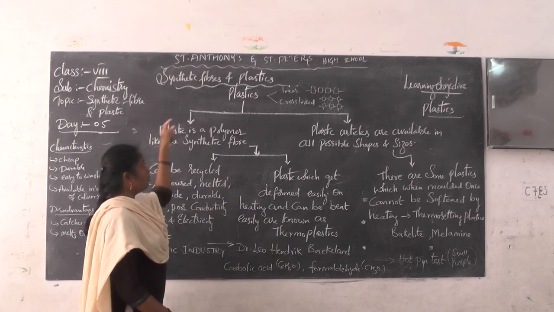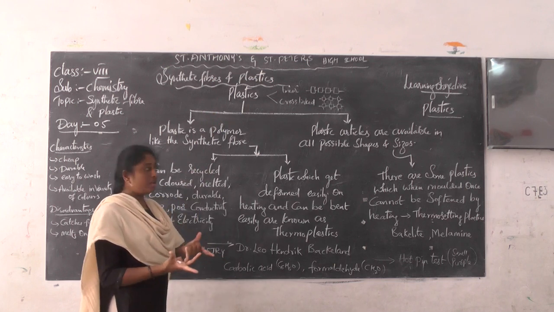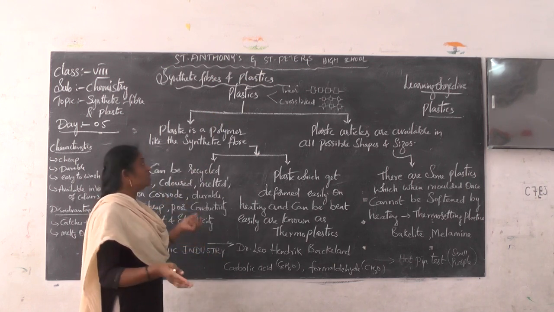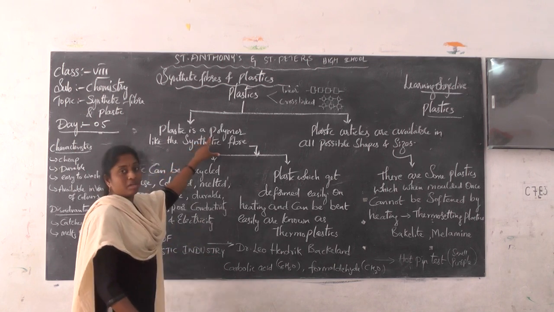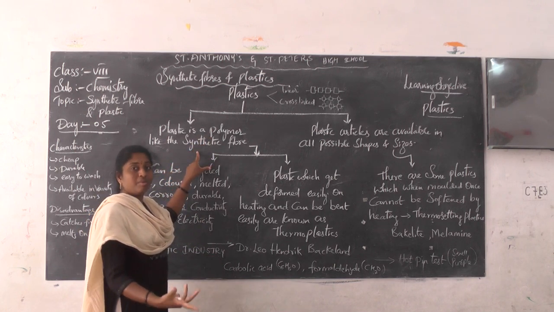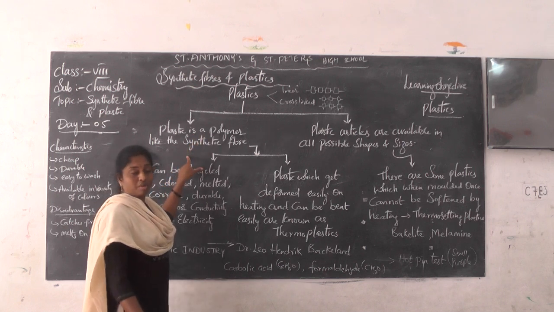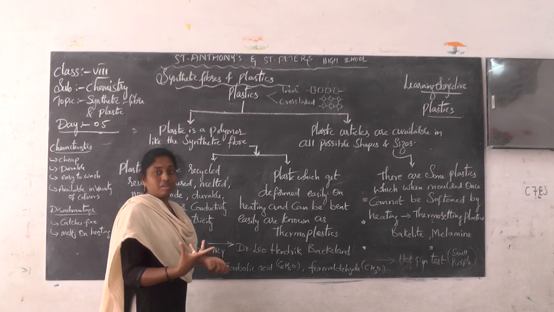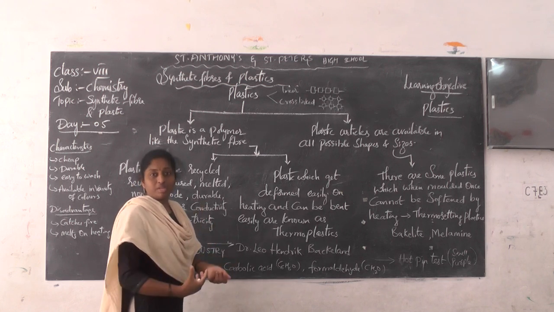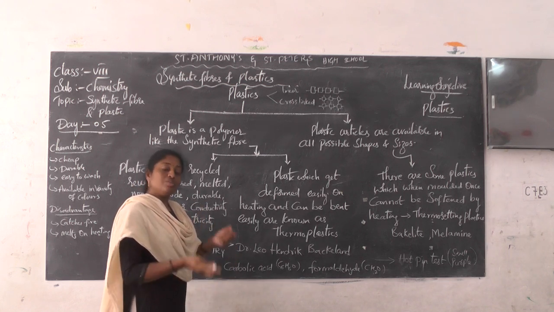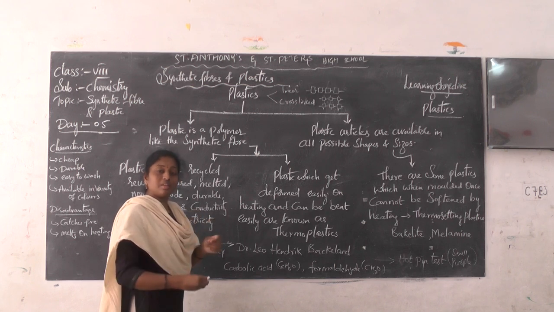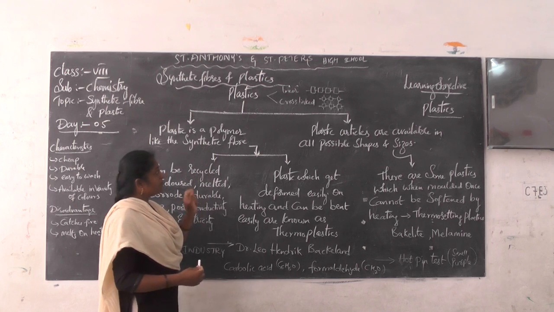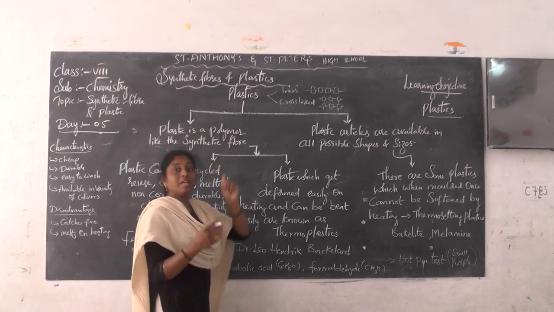Now let us learn about plastic. What is a plastic? Like the synthetic fibers, plastic is also a polymer. In the synthetic fibers we learned that a polymer is made up of many units called monomers. Here also you can see so many units which are joined together to form a polymer.